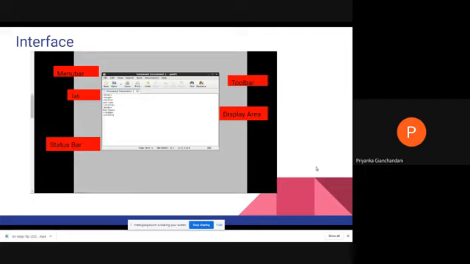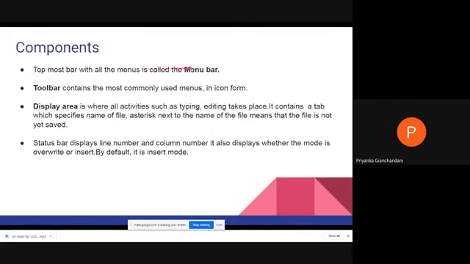So this is how the interface appears to be. On the top, we have the menu bar. This particular section, the file and edit section, is called the menu bar. Then this particular section, which contains the new, open and save options, is called the toolbar. This is the tab. Then this is the display area, the area where we do the entire editing. This is the status bar. The status bar displays the line number and the column number where we are, plus it even displays the mode in which we are. So the topmost bar is the menu bar.